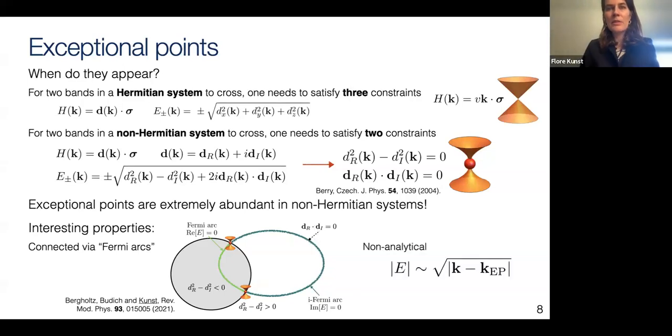Okay. Another interesting feature, which is very much related also to the example that I showed before, and also to the fact that you need to wind twice, is that the dispersion of these exceptional points is non-analytic. So instead of having a linear dispersion like the Weyl cone, they have a square root dispersion.